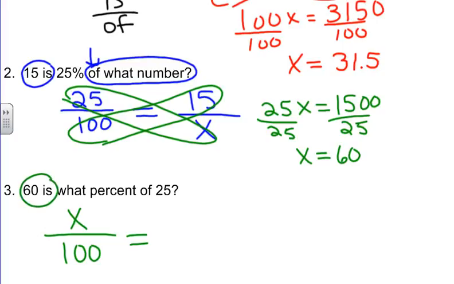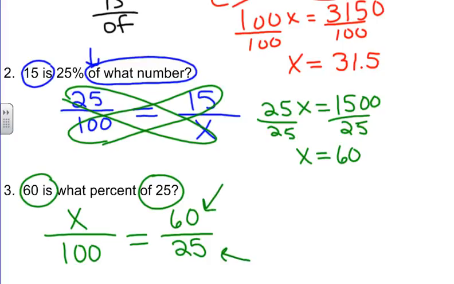60 is of 25. Is goes over of, so we have to put the is over the of. So this is part and this is whole. That might not make sense to you, but we have to follow what the problem is asking us to do.